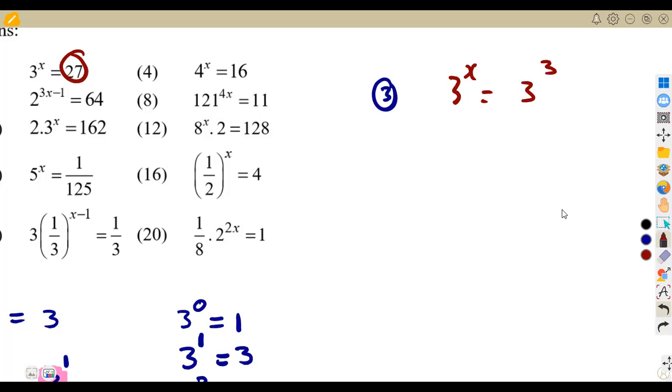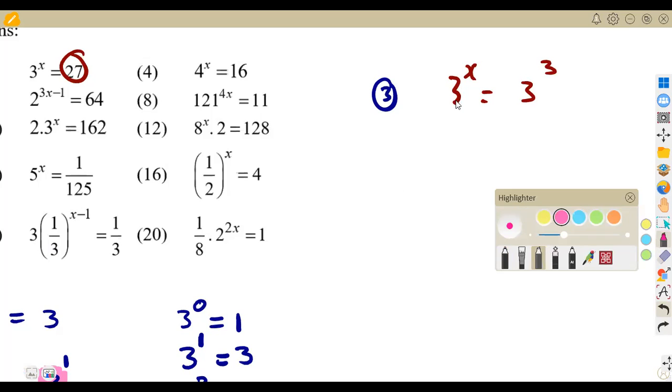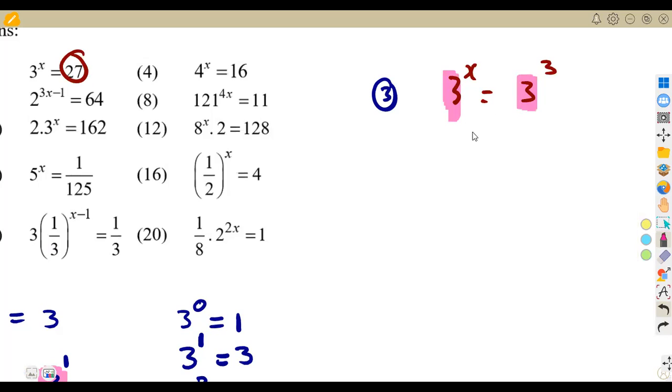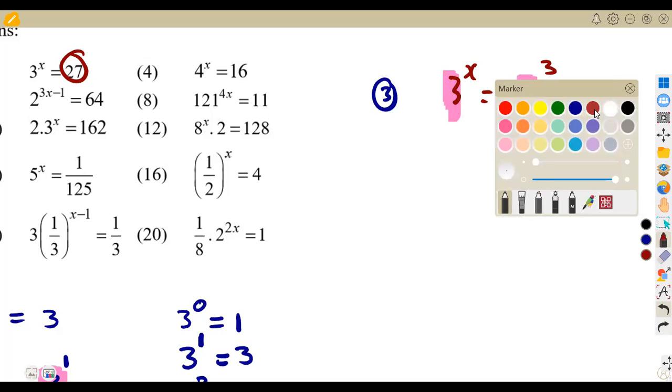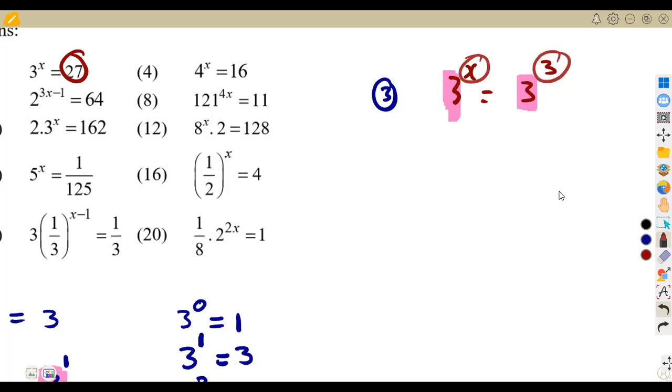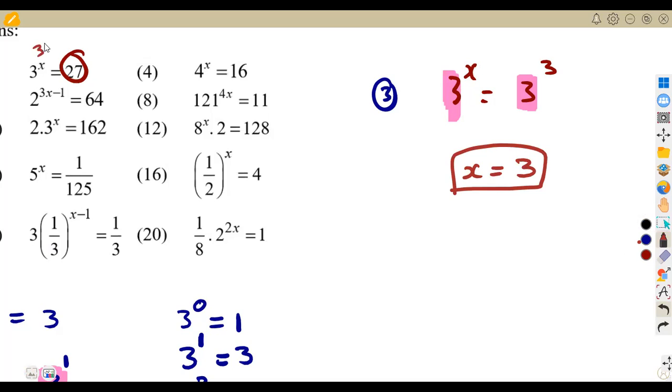So we can see that we are back to the condition that our bases here are the same. We've got 3, we've got 3. So what are we going to do if these are the same? We are going to equate our exponents. So our x must be equal to 3. So this is the answer that you're supposed to get there. If you put a 3 here, 3 to the exponent of 3 is what? Is 27.